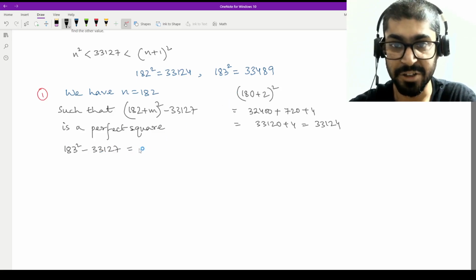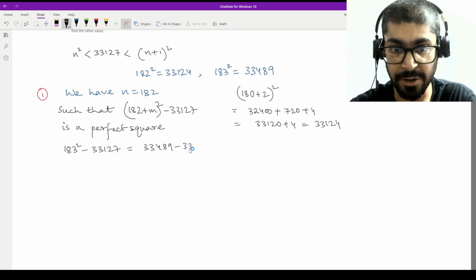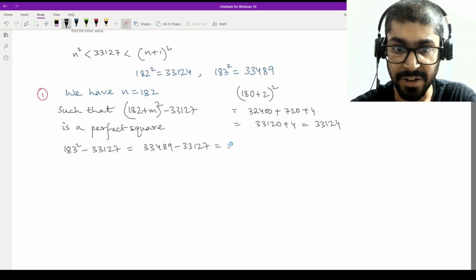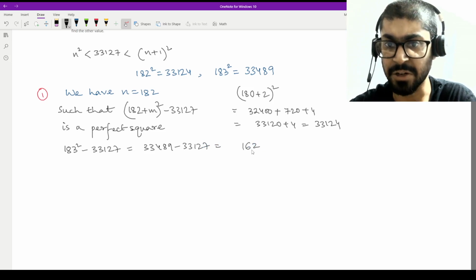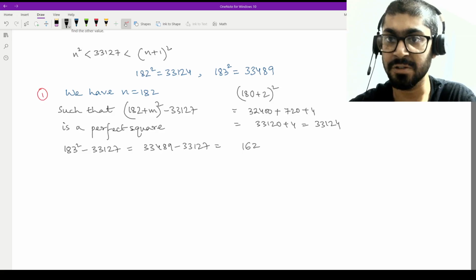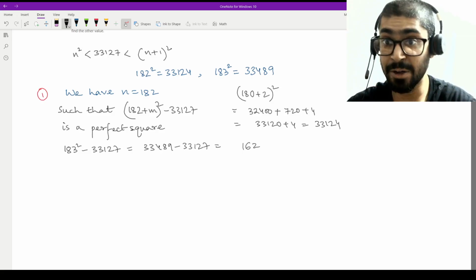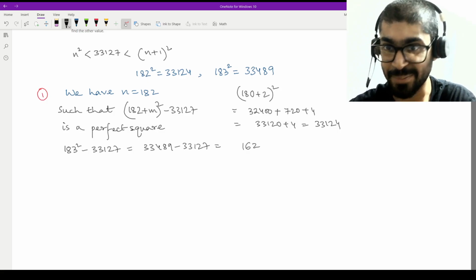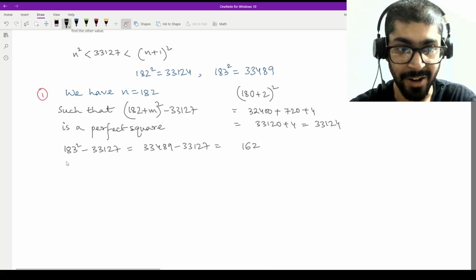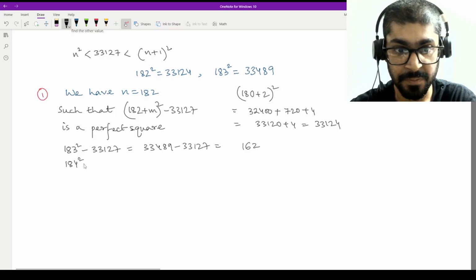So I'll need 183 square, which is 33489, minus 33127. This will give me 162. 162 is not a perfect square, right? Because this is 81 into 2. Now if it is only 81, then something could have been done, but no, it wouldn't work. Alright, let's try 184.